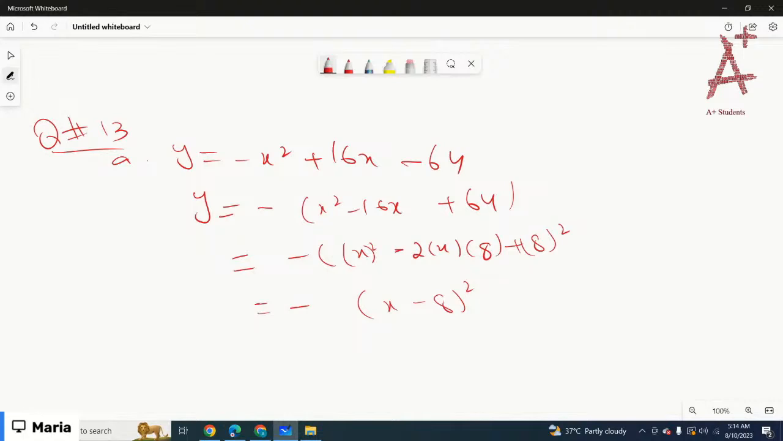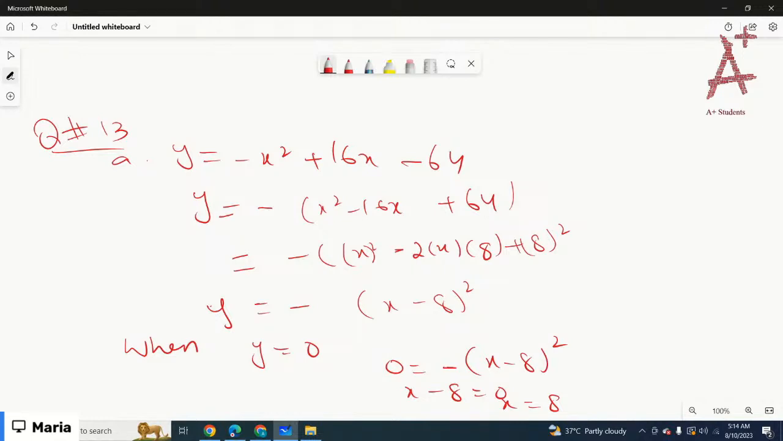You have to calculate the zeros, right? So that means when y equals 0, it would be 0 equals negative x minus 8 whole square. That means x minus 8 equals 0, so x equals 8. This is the zero. That means the zero is 8, right?